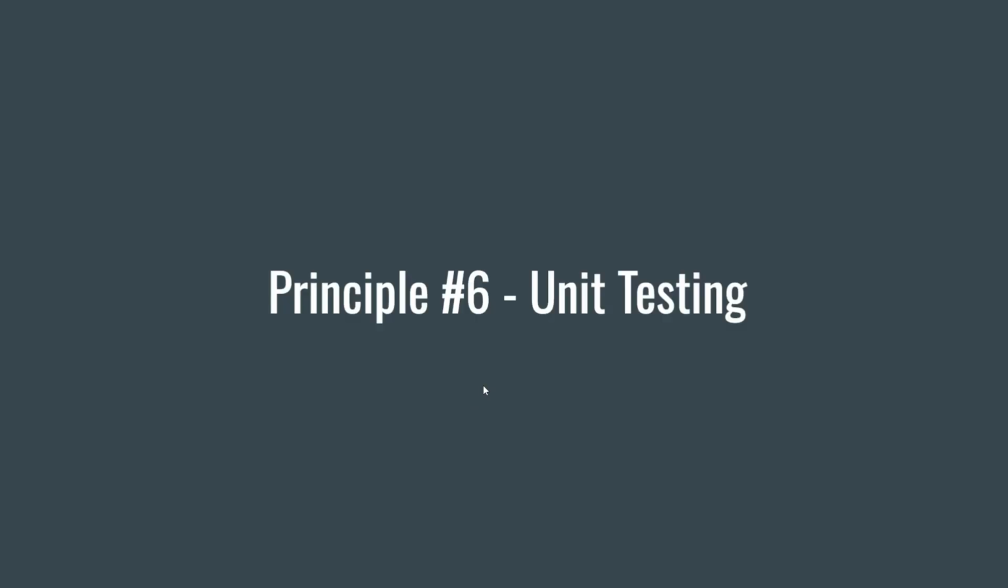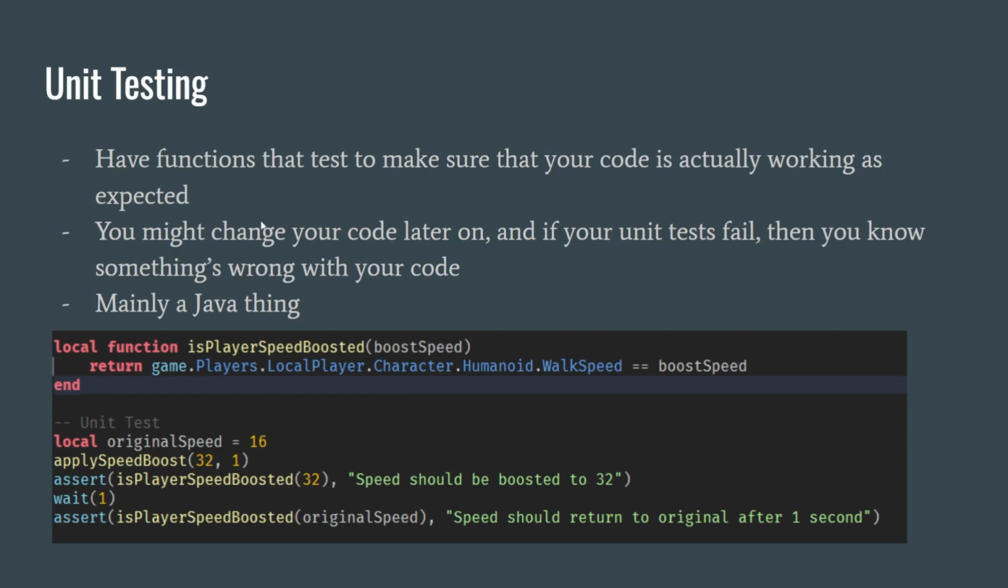And I'm pretty sure this is the last principle. It's called unit testing. This may be unfamiliar to a lot of us. This was unfamiliar to me even after coding for so long when I read this book. But this is something that you do in Java. What it basically is, you have functions to test to make sure that your code is actually working as you expect. So if we see here, we have a function called is the player's speed boosted?